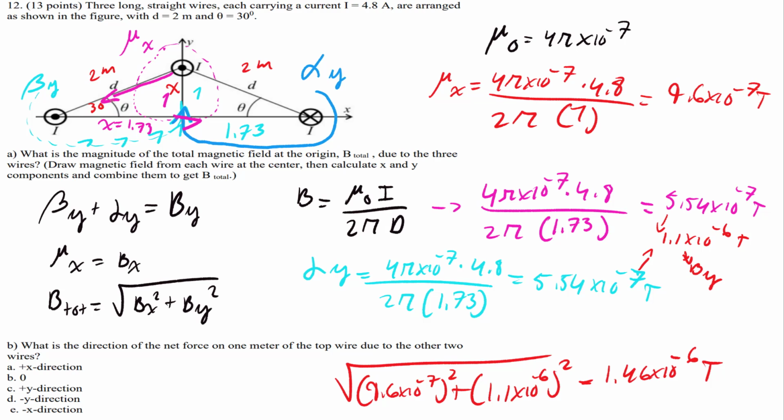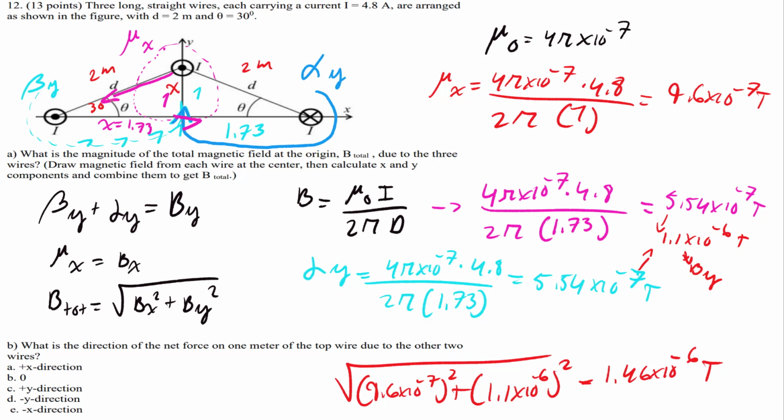Okay, now notice that mu sub x and alpha sub y are going to go in opposite directions. So mu sub x is going out towards me, but alpha sub y is going into the page. Because they're going in opposite directions, they're going to be repulsive. Because think of wires: if a wire is carrying current in the same direction as the other wire, they're going to be very attractive. But if they're carrying currents in opposite directions, they're going to be very repulsive.